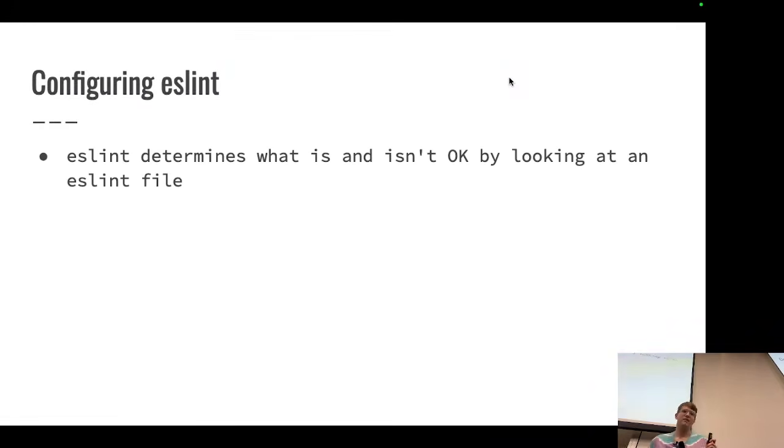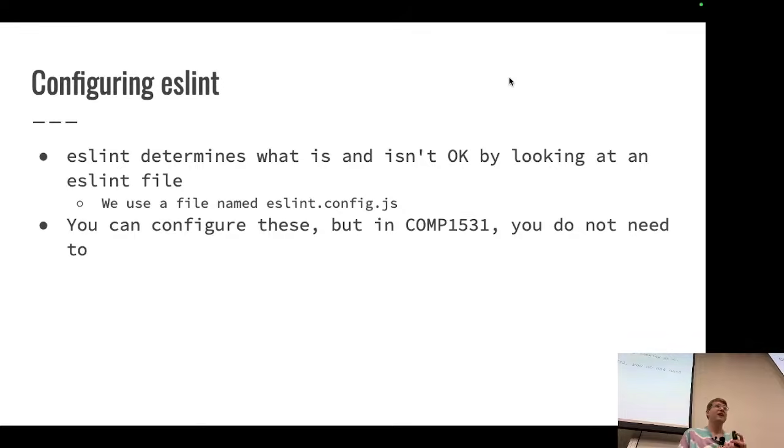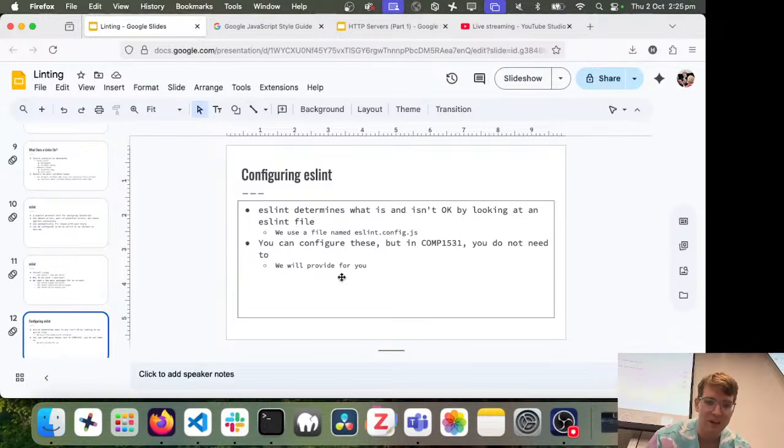Now that we've got all of those commands, ESLint still isn't going to work because we need a config file. The way that ESLint works is that it reads that config file to figure out what rules it's going to run against. The file will be called eslint.config.js, and you can do the configuring yourself if you really want, but don't, because we will configure it for you. We will provide this file for you, it will be in your labs, and luckily I have a copy for me right here.